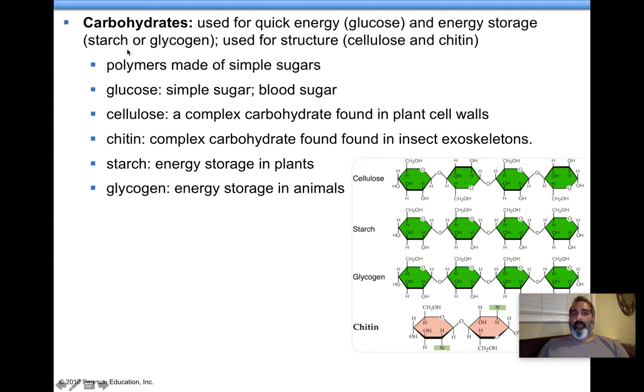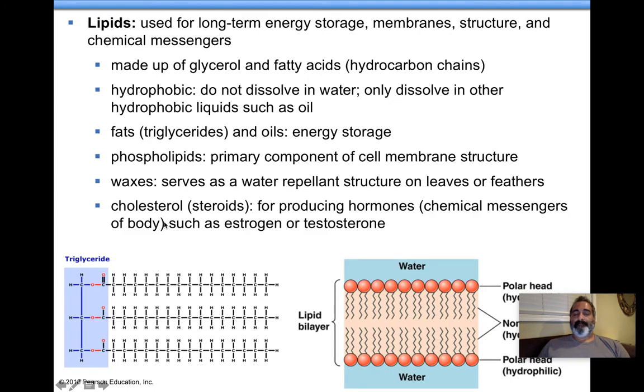So what are carbohydrates made out of? By the way, they're made out of simple sugars, also called monosaccharides. Simple sugar or monosaccharide, one sugar. Glucose is the most common simple sugar. It's what we may call blood sugar if you ever get a blood sugar test. I already mentioned cellulose is the plant cell wall, insect exoskeleton, storage, energy storage in plants, energy storage in animals.